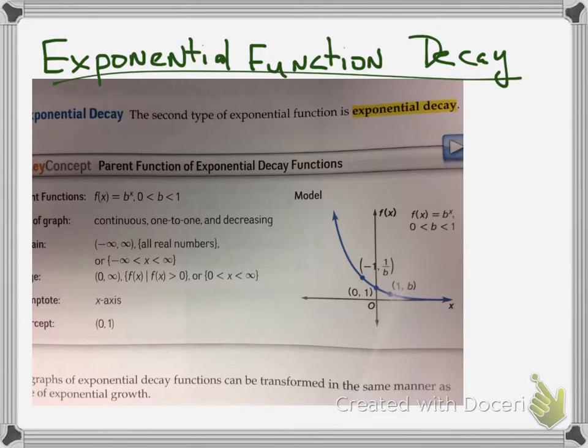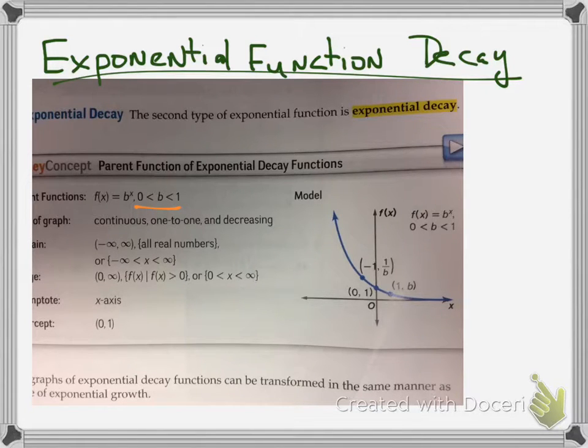Okay, so now let's look at decay. What is decay? Decay means it goes down. How do I make it go down? You would think a negative. No, it's not a negative. What makes it go down is the fact that the base is between 0 and 1. What does that mean? It means I can give you more fractions.